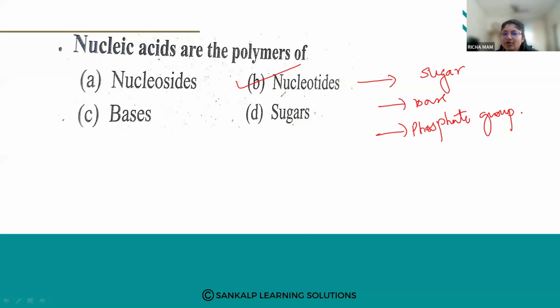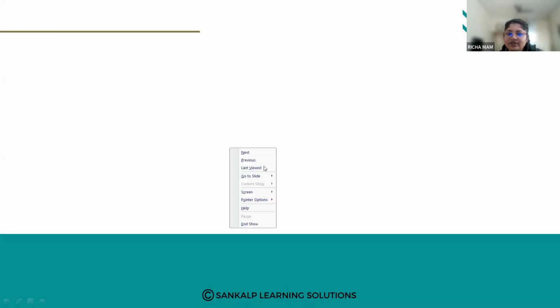How are these nucleotides obtained? They consist of repeated monomeric units, and these repeated monomeric units make up the nucleotides. So these were some of the MCQs based on the chapter biomolecules. Two MCQs will be asked from this chapter. These were some questions which we have discussed today.